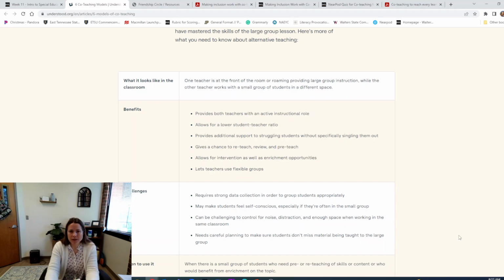This lets you use flexible grouping. This also allows you, like I mentioned earlier, to pull students for intervention, right? So they can have more enriched opportunities. Okay, so don't only think about the students who struggle. Think about the students who are high achieving, or exceptional children that you maybe pull for enrichment opportunities. So just think about that as well. And of course, this allows you to pull those struggling students out without singling them out and letting them know that something different is going on.